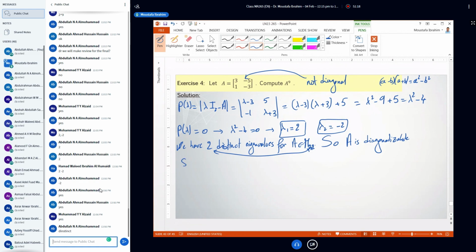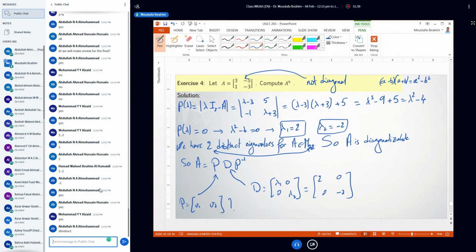So we can write A is equal to P D P minus 1. D, we know how to write D. D is equal to lambda 1, lambda 2, 0, 0, which is 2, 0, 0, minus 2. But how to find P? P will be V1, V2, correct? So how to find it, and how to find P minus 1? So let's do it step by step.